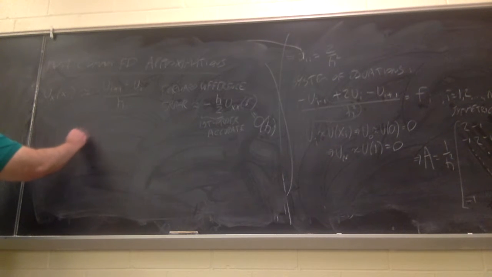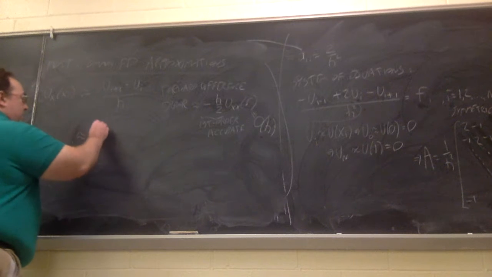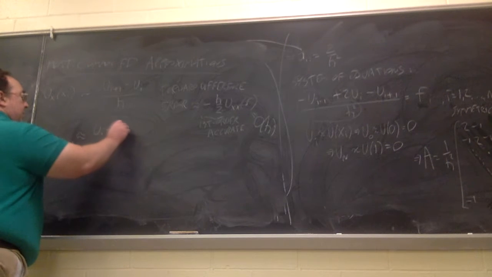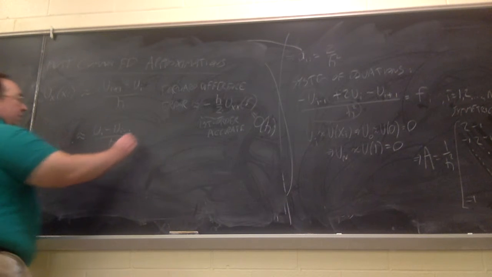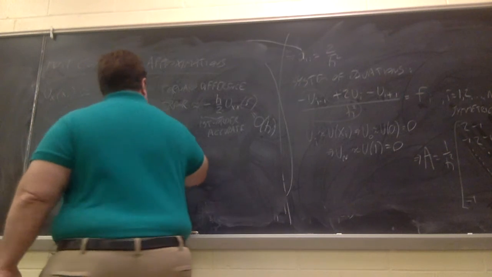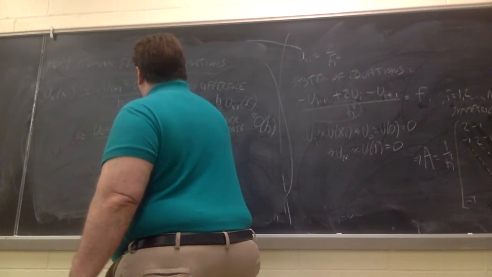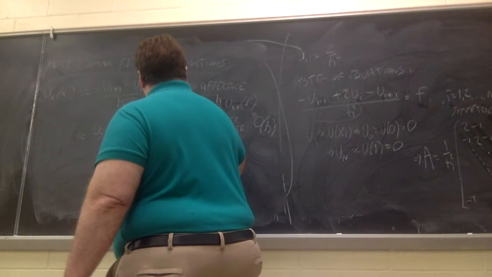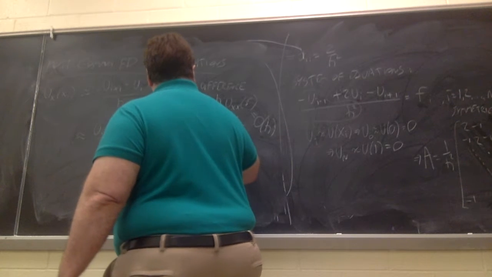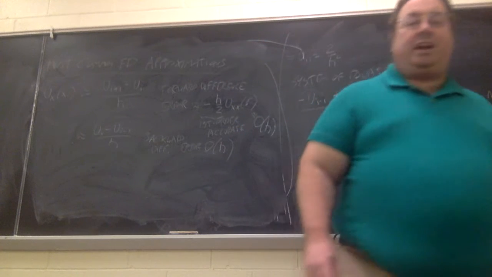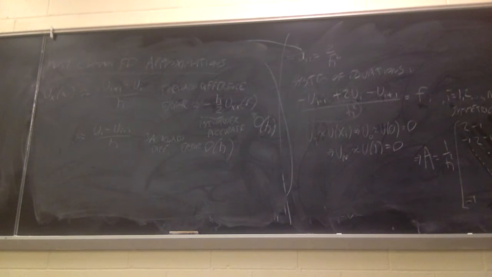We can also go the other way. u_i minus u_{i-1} over h. So this is the backward difference. Here, it's also first order accurate. In fact, the error term is exactly the other one with the opposite sign. Really, you just replace h by minus h.